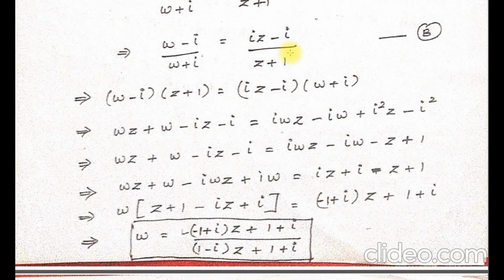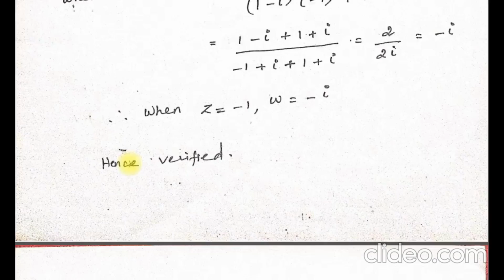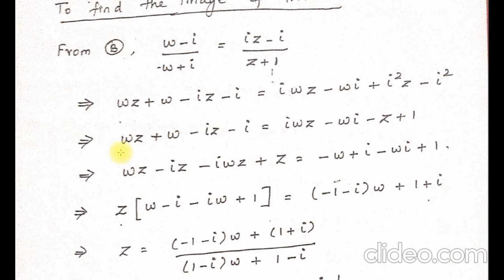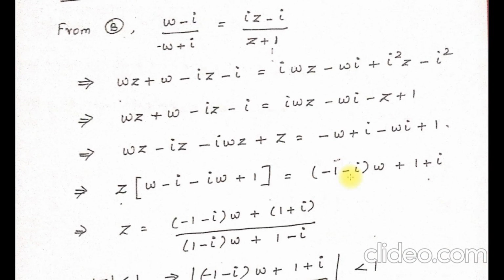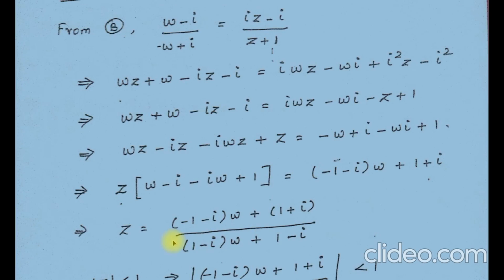From this step I am going to cross multiply as usual. The only difference is here we took w on one side and other terms on another side as we need w, but here the case is different. As we need z, we are taking out z terms on one side and the other terms on another side, so that I can easily find out the value of z. In the same way we have found out w, right?